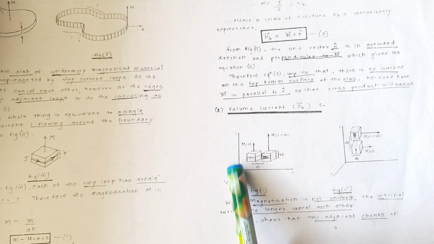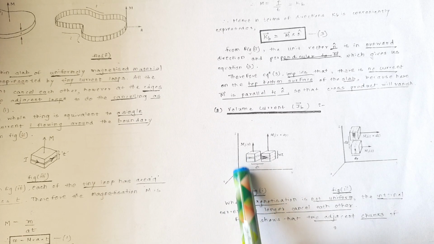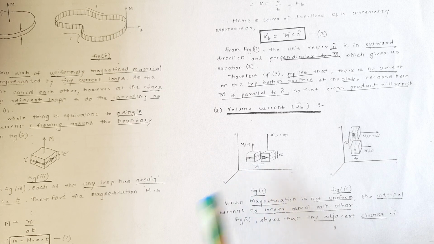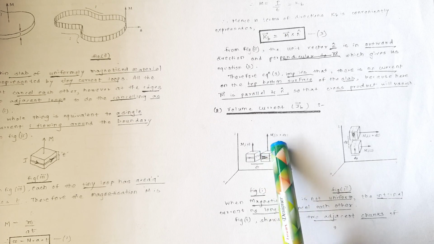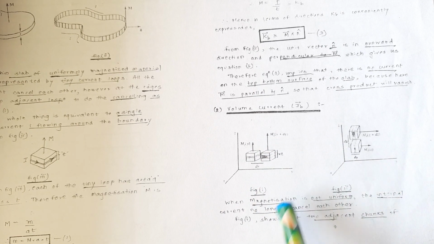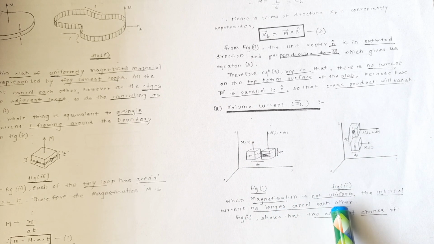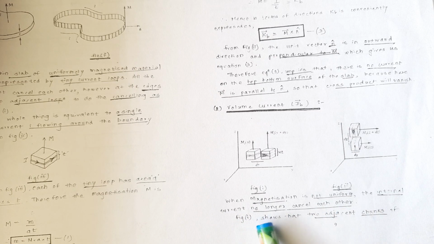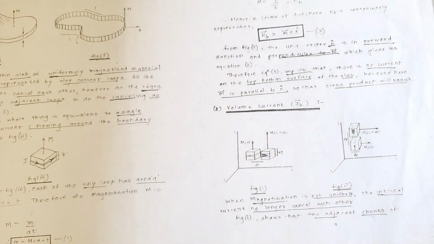So here we consider these three coordinate axes, x, y and z, with the directions dy and dz. Here there will be Mz at y and at y plus dy, and you will interpret these two figures. When magnetization is not uniform, the internal currents no longer cancel each other. If the magnetization is uniform, then the internal currents cancel each other.